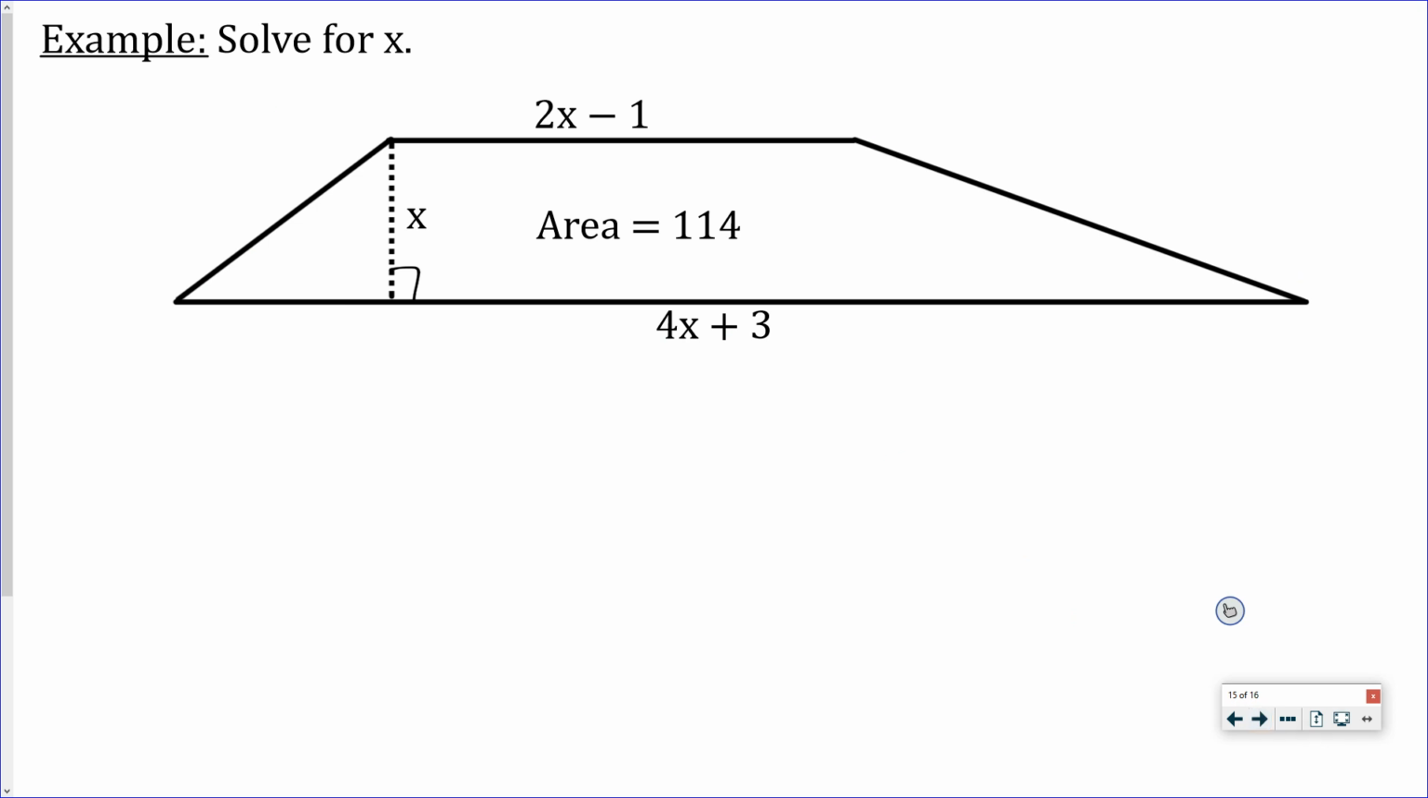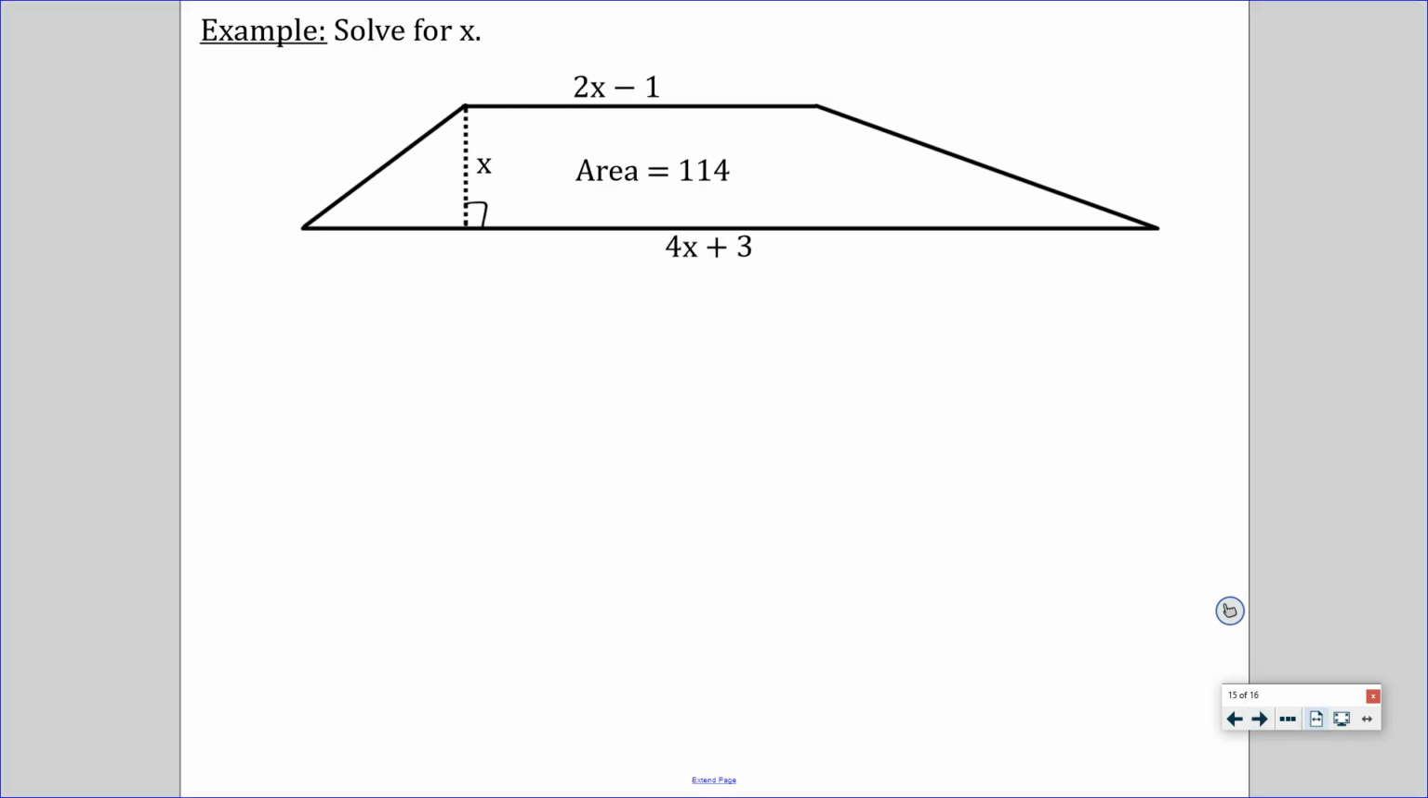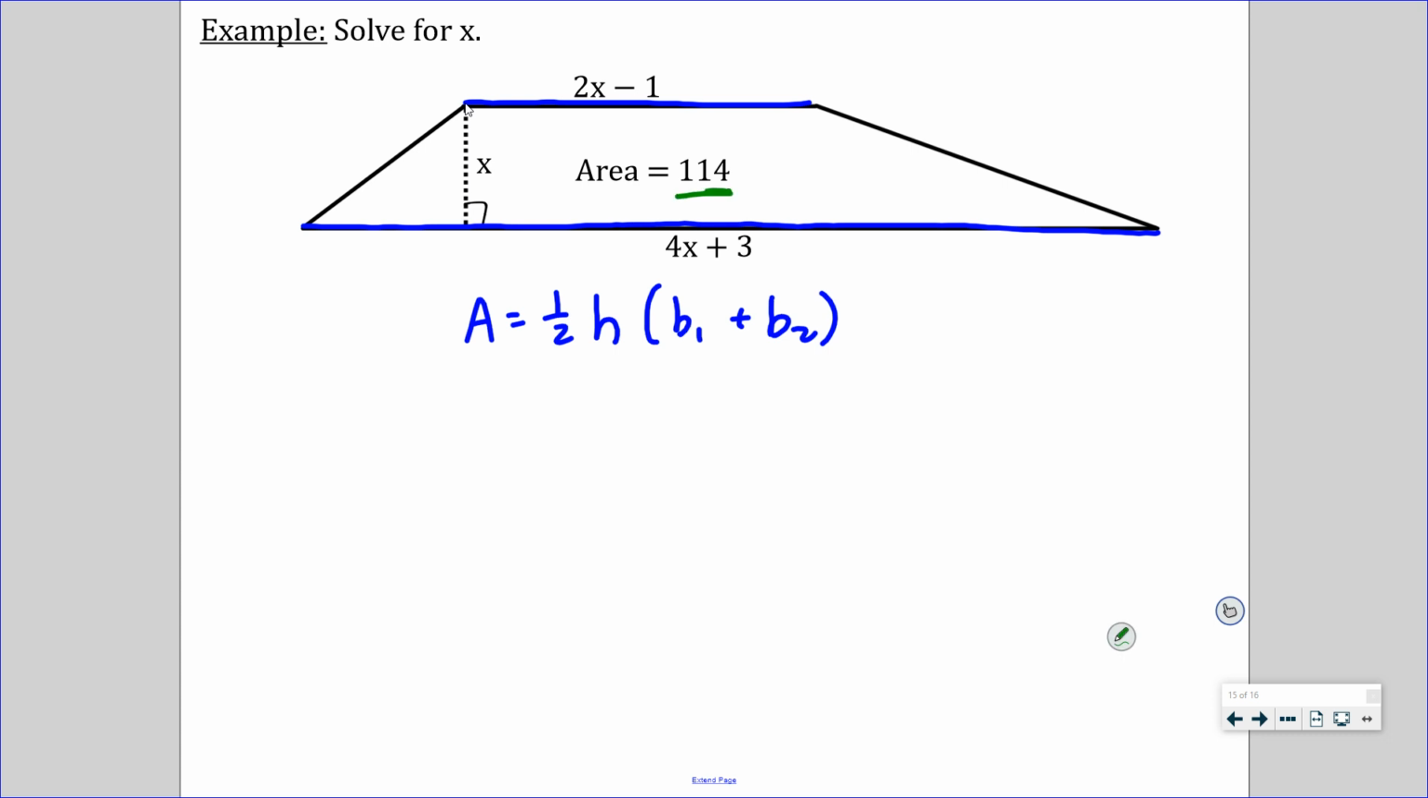Okay, so this says solve for x. So I know my b1, I usually just call my shorter base b1. I know my b1 is 2x minus 1. Oh, doesn't this feel like a geometry throwback? And my second base, which I usually call my longer one, is 4x plus 3. I know the height is x. I know the area is 114. All right, I'm just going to re-jot down the area of a trapezoid.